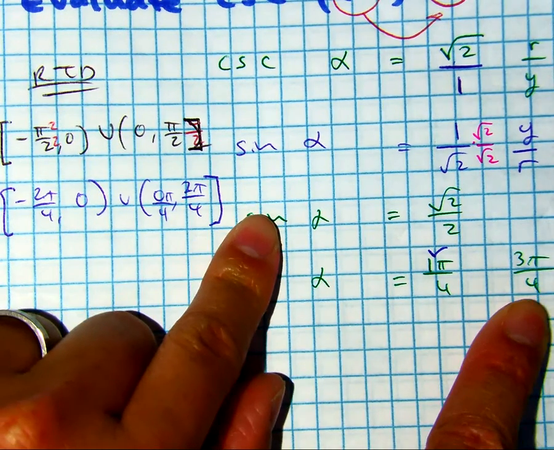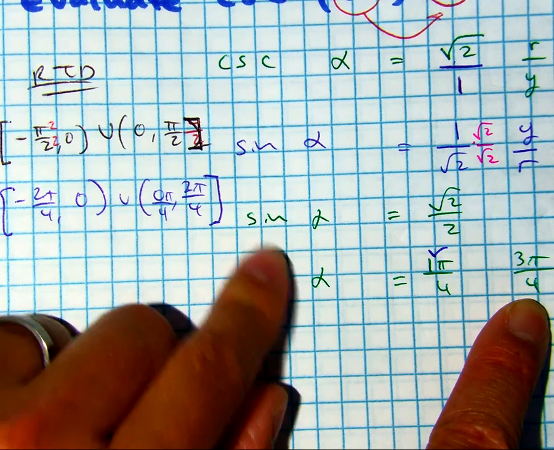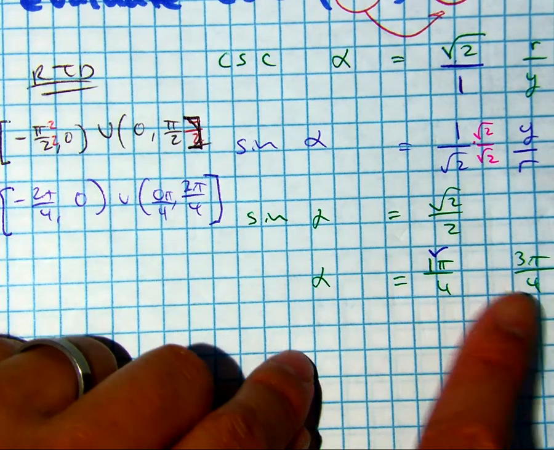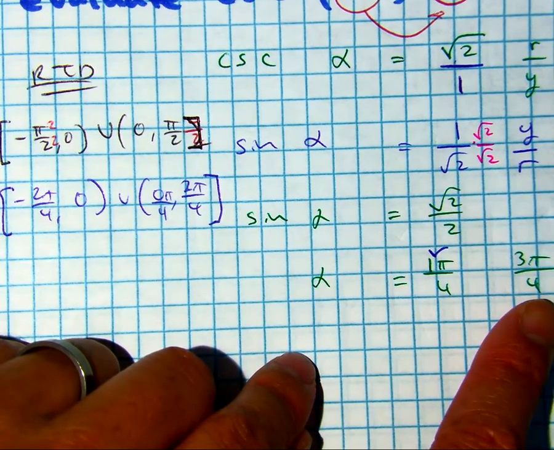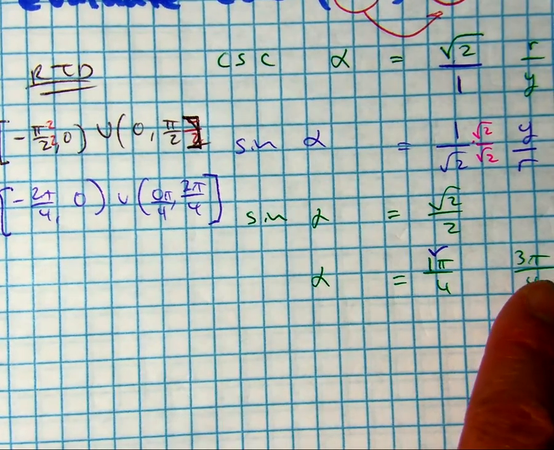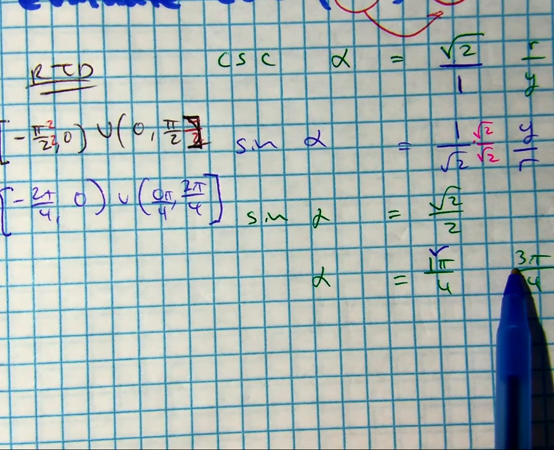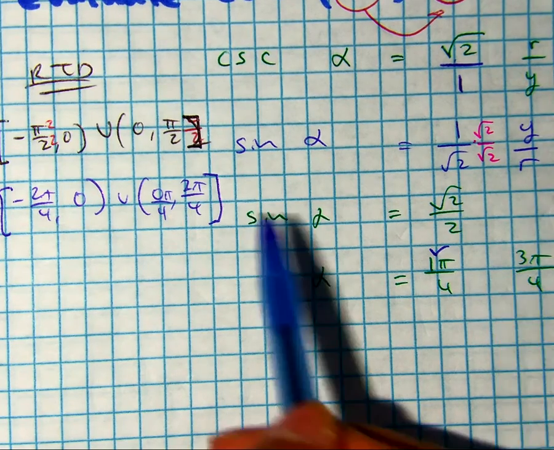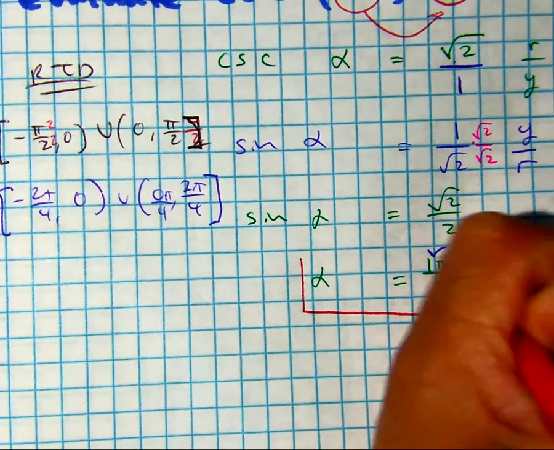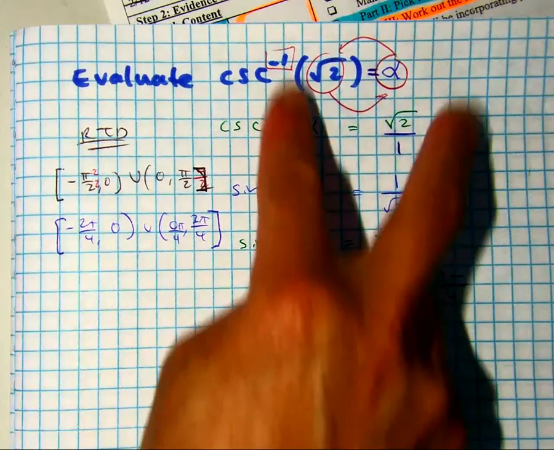Let's say you use coterminal angles. A complete rotation would be what? 2 pi, which is equivalent to 8 pi over 4. Yes? So 3 minus 8 gives you negative 5. Is negative 5 pi over 4 over here? If I add 8, you would get what? 11 would be too much. So our solution is alpha equals pi over 4.